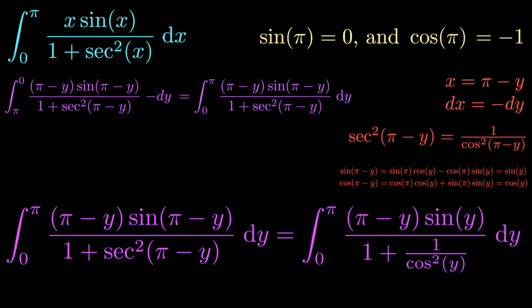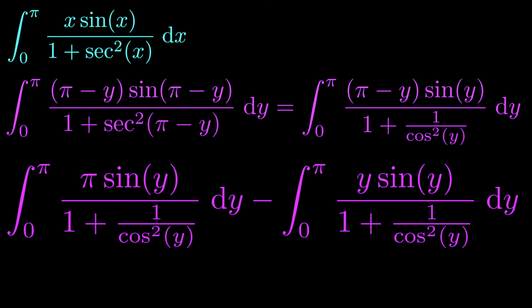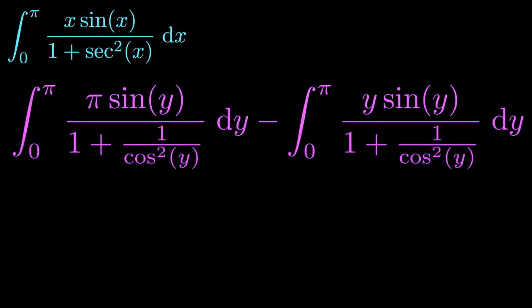This allows us to rewrite our integral as the integral from 0 to pi of (pi minus y) multiplied by sine of y divided by 1 plus 1 over cosine squared of y dy. Now if we just expand the integral on the right hand side, we have the integral from 0 to pi of pi multiplied by sine of y divided by 1 plus 1 over cosine squared of y dy minus the integral from 0 to pi of y times sine of y divided by 1 plus 1 over cosine squared of y dy.